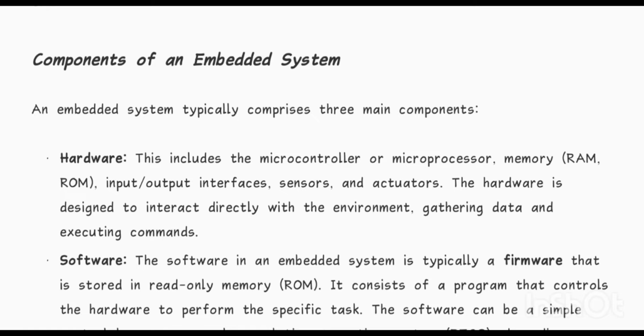Components of an embedded system. An embedded system typically comprises three main components: hardware. This includes the microcontroller or microprocessor, memory (RAM, ROM), input output interfaces, sensors, and actuators. The hardware is designed to interact directly with the environment, gathering data and executing commands.